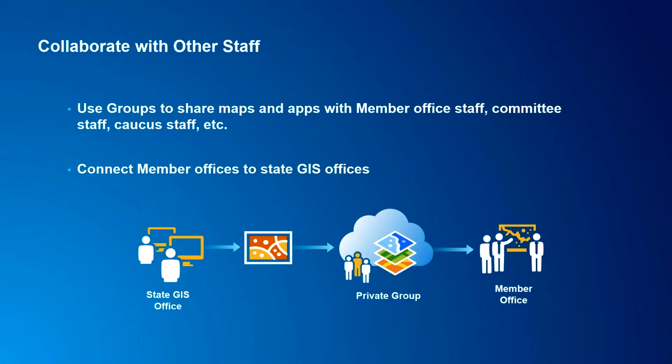One of the other interesting ways that you can use groups is to connect your office to authoritative state resources. A lot of states, either in the governor's office or other executive level offices, have their own GIS and they're providing authoritative GIS data within that office. Again, we can use groups to connect a member office to your state counterpart to help leverage the information coming from those offices. And again, that can be done privately without the need to make everything public.